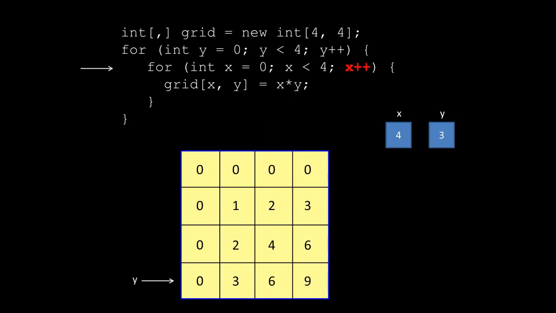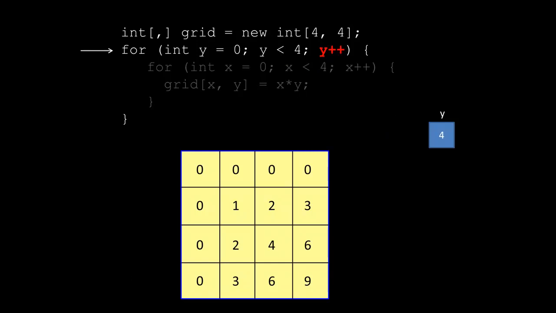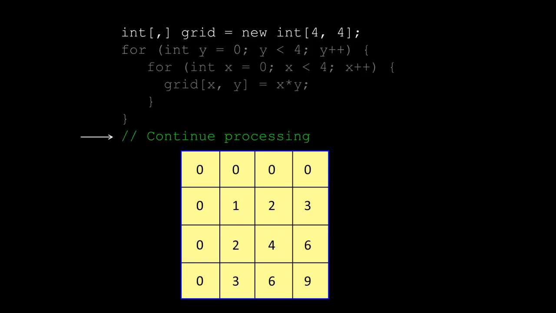We do one more x plus plus, and you can see that 4 is not less than 4, so the inner loop fails, and then that takes us to the outer loop where we do a y plus plus, and now 4 is not less than 4, so the outer loop is false. At which point we can finish this nested loop and then continue processing down here.